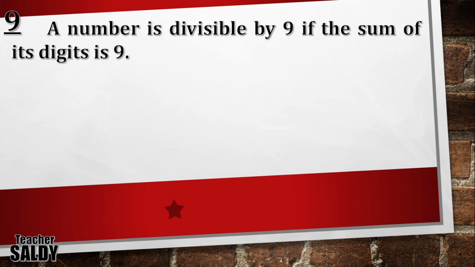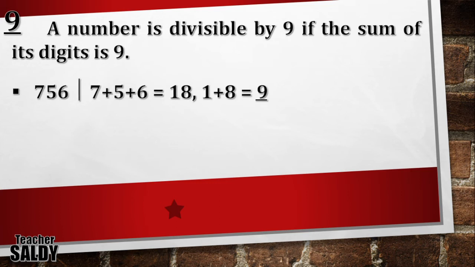Divisibility of 9. A number is divisible by 9 if the sum of its digits is 9. Okay? So, ibig sabihin, kung yung si 3 kanina, 3, 6, and 9 siya, si 9, 9 lang yung sum niya. Let's have an example. We have 756. So, when you add 7 plus 5 plus 6, that's 18. So, 1 plus 8, that's 9. Okay? Therefore, 756 is divisible by 9. Pwede mo siyang hatiin by 9.